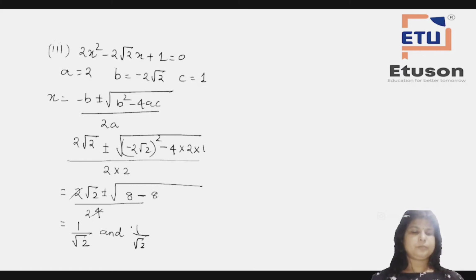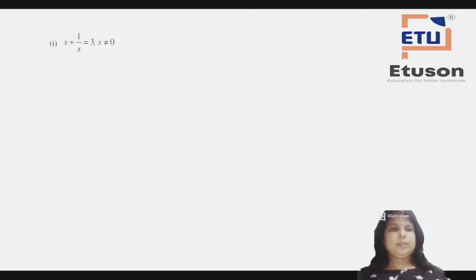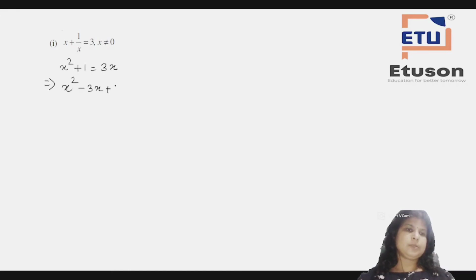So now let us go to the next problem, that is x plus 1 by x equal to 3. So you have to obtain the roots of this equation. So first you have to bring it to quadratic form, that is x square plus 1 is equal to 3x. It implies x square minus 3x plus 1 is equal to 0. So a is equal to 1, b is equal to minus 3, c is equal to 1.